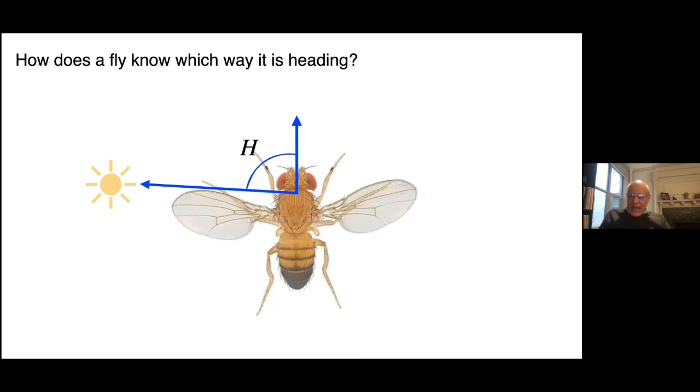It involves an angle that I'm going to call the heading angle. That's that H angle, the angle between some landmark or some fixed point in the environment and the head orientation of the fly. I'll get back to it at the end, but this is really more than navigation. As I said, this is really how the fly fixes itself in the world and understands its relationship to the world.